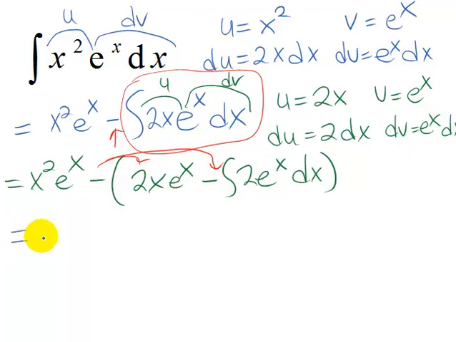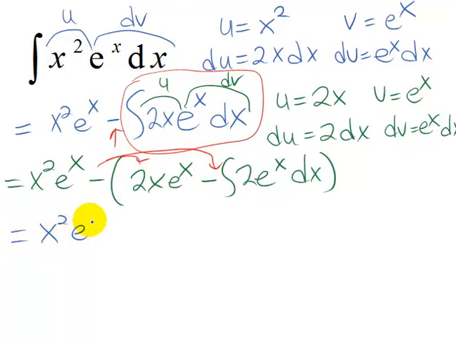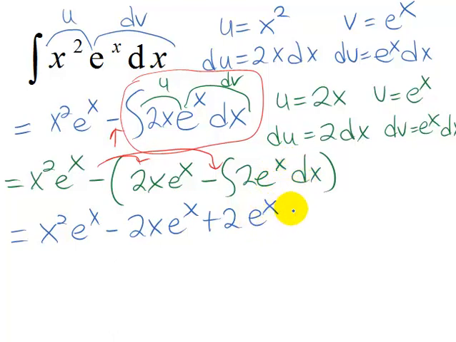So it looks like we have x squared e to the x minus 2x e to the x, and then this negative makes positive, and we're going to integrate 2 e to the x dx, so that's going to be a positive 2. The integral of e to the x dx is just e to the x, and then plus a constant. Now it's fine to leave your answer like that.